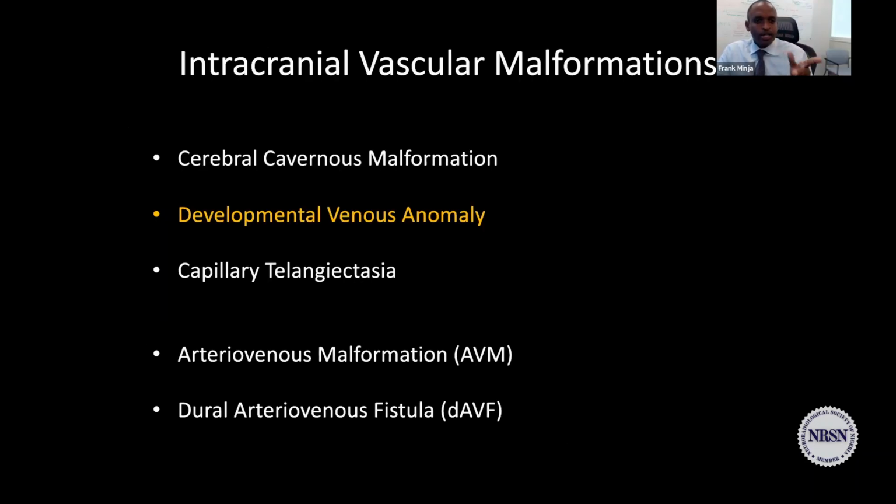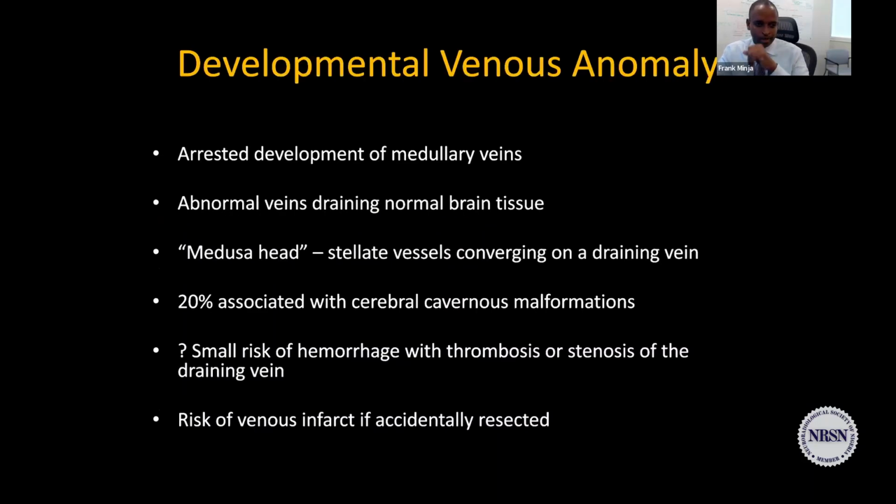So the twin, or one lesion that's often associated with the cerebral cavernous malformation, is a developmental venous anomaly. Usually the teaching is, if you see a developmental venous anomaly, aka DVA, you should look for a cerebral cavernous malformation, and vice versa. They kind of go hand in hand, so we like to talk about them together. So what is a developmental venous anomaly?